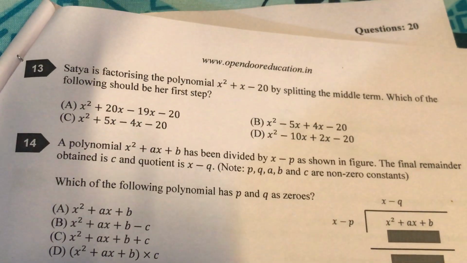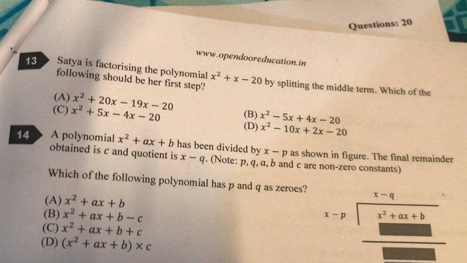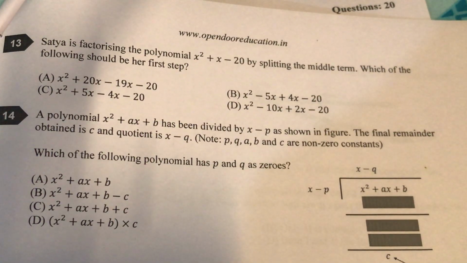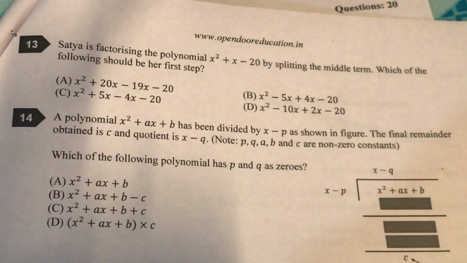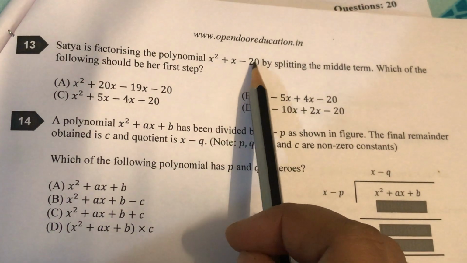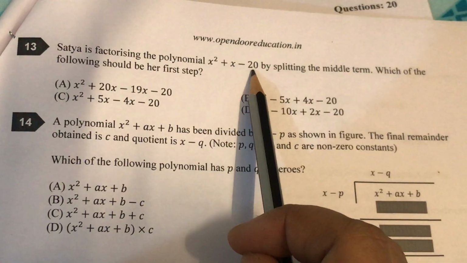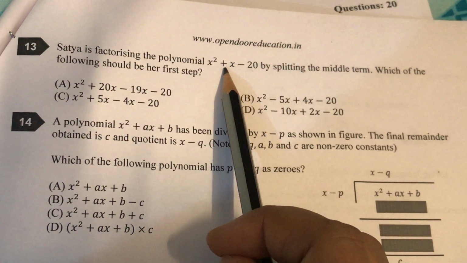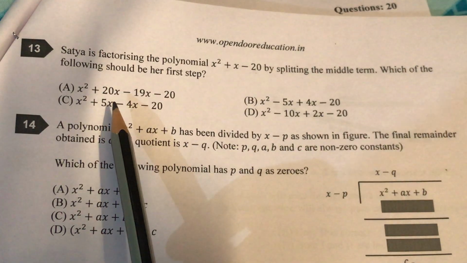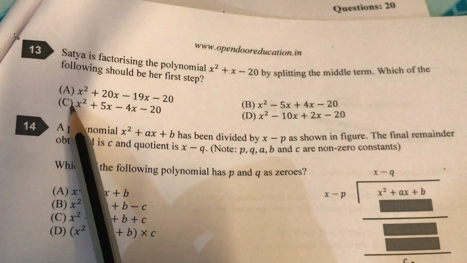Now moving ahead, question number 13. Satya is factorizing the polynomial x square plus x minus 20 by splitting the middle term. Which of the following should be her first step? Definitely for the middle term split, you know, this is minus 20. So the factors of 20 are 5 into 4. And this is a plus sign. So definitely plus 5 minus 4 is the right answer. So in 13, C is the right answer.